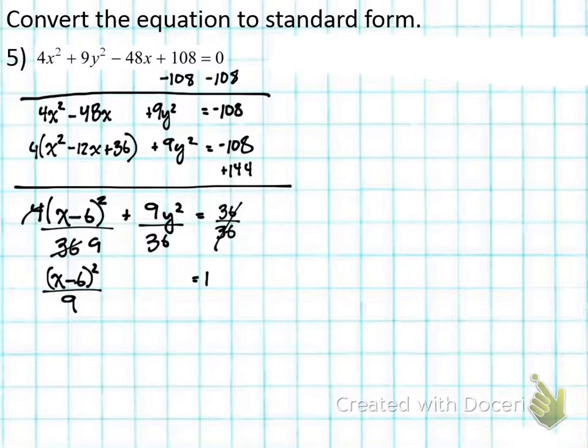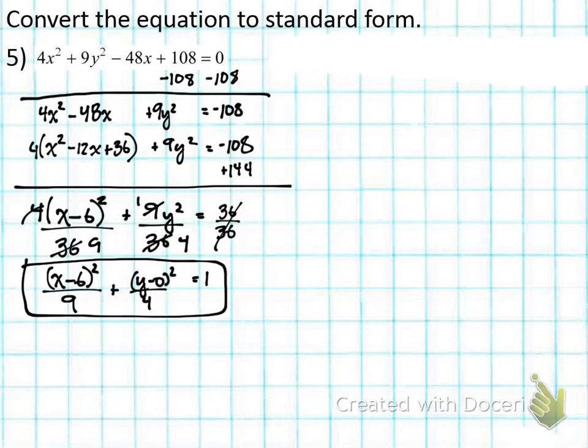This is the first term. Second term, what goes into both 9 and 36? No, what goes into both of them? Think bigger. 9. Good. 9 divided by 9 cancels itself out. And 36 divided by 9 is 4. So y minus 0 squared over 4 is the second term. Can I do anything else on this problem? No. It's all of a sudden in standard form, right? So good. We're all done with number 5, okay?